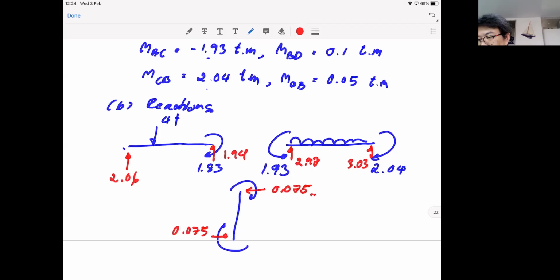So you see, if you don't have a sideway problem, this problem sort of shows you that you don't need to include your columns in the analysis of your continuous beam at all. Okay, in a way. So from this, I suppose you can go on and complete your shear force and bending moment diagram. So that's it.